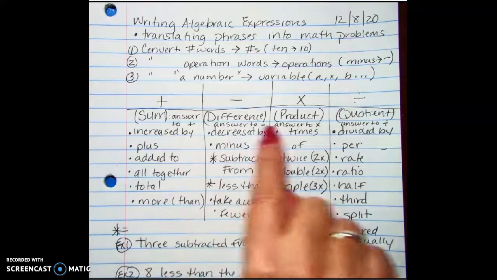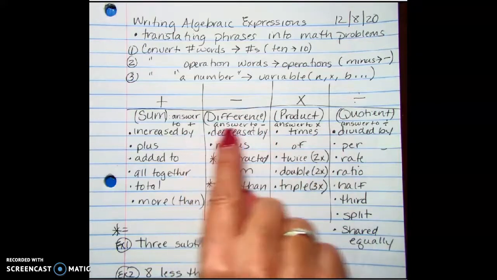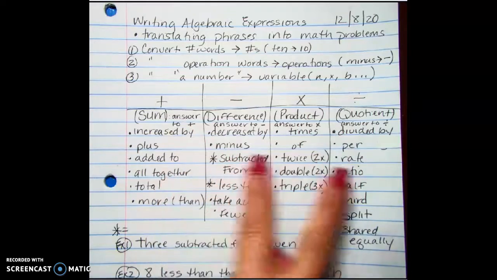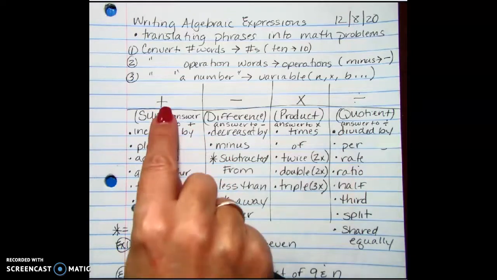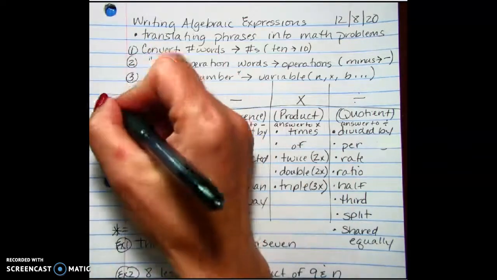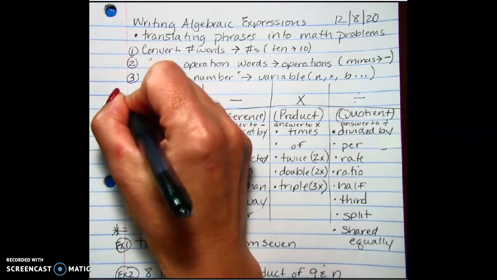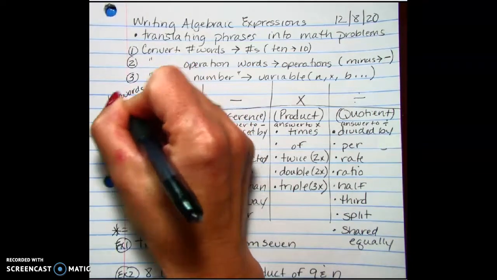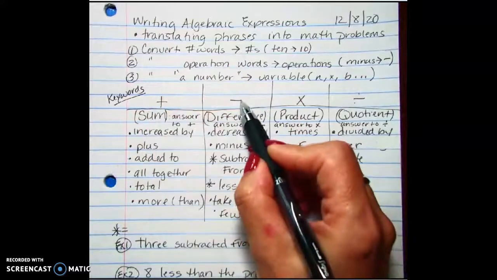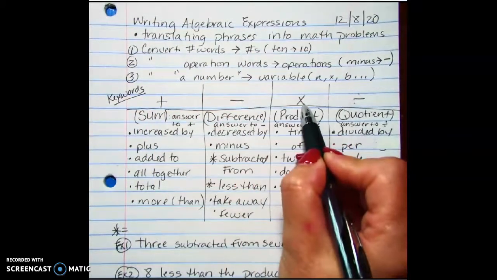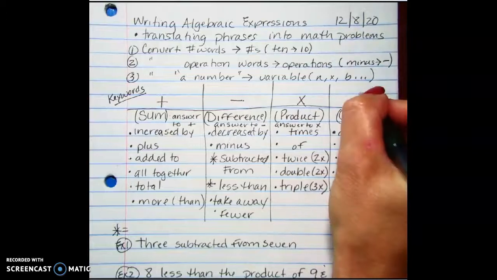Now, I've made a triple T chart with 4 columns. In the first one, we're going to write words, and these are keywords for all of them. So these are keywords for addition, keywords for subtraction, multiplication, and division.